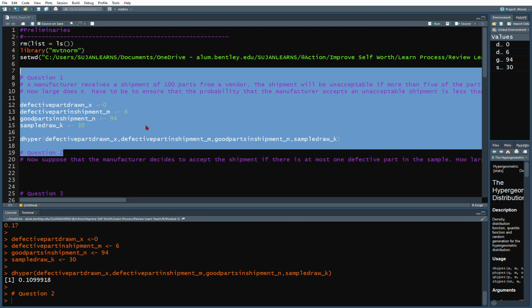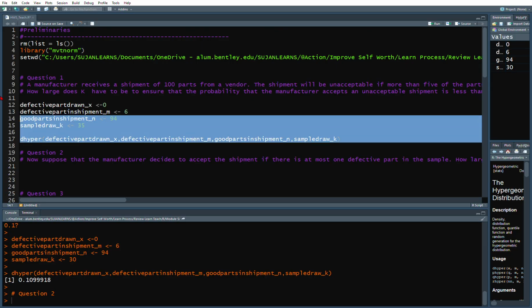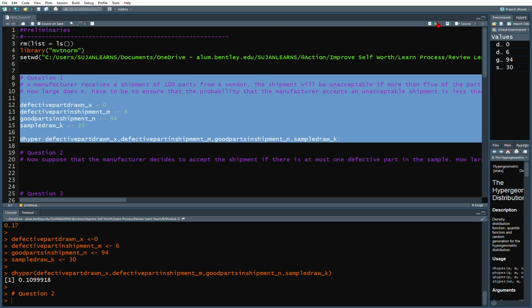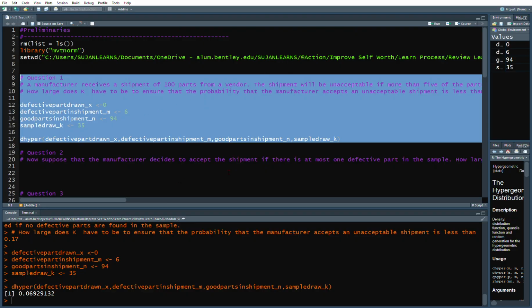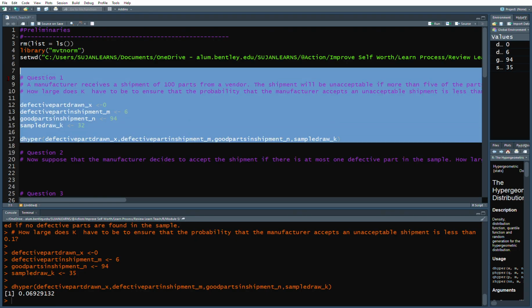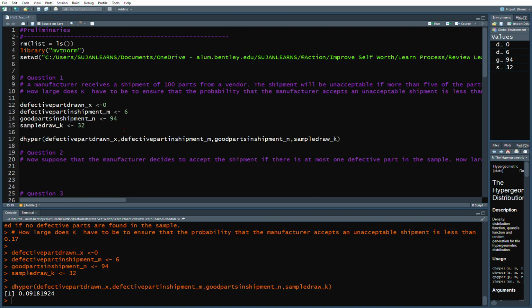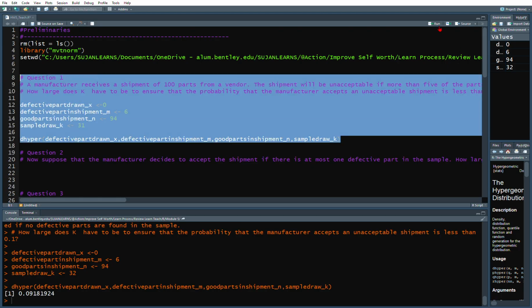We are around 11%. What if we increase that to 35 samples? What happens then? We're getting closer, that's for sure. What if we do 32 samples? It has to be less than 10%, right? Therefore, this is less than 10%. What if we do 31?